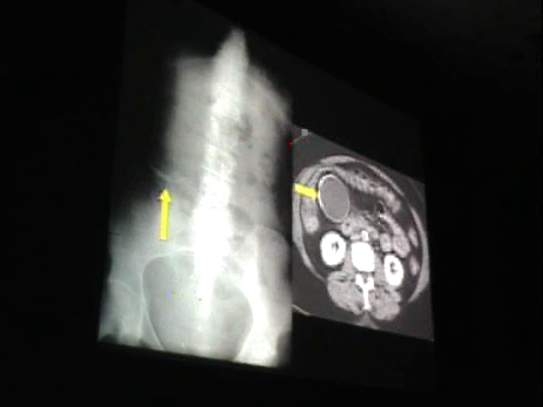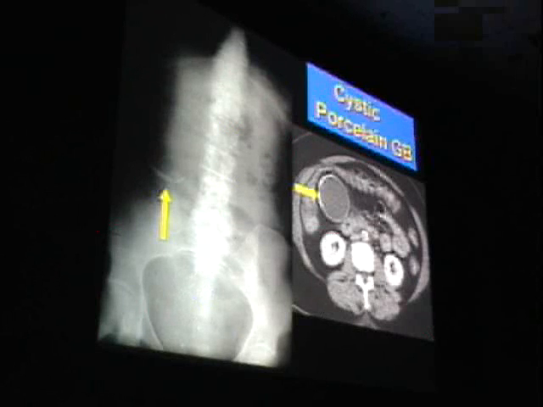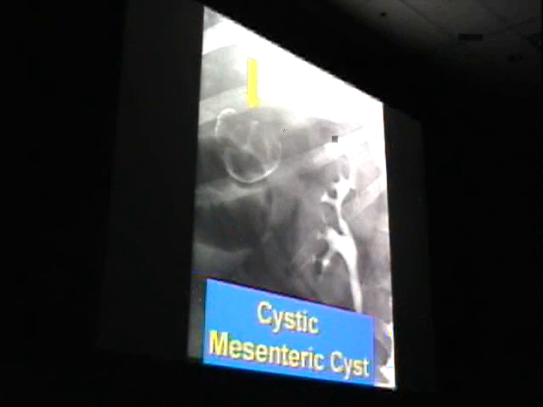Here we see a curvilinear calcification in the right lower quadrant on CT scan to be a porcelain gallbladder. Again, cystic wall type calcification. Mesenteric cyst could be anywhere in the abdomen. Again, a cystic type of calcification.